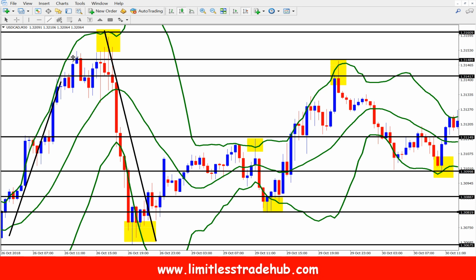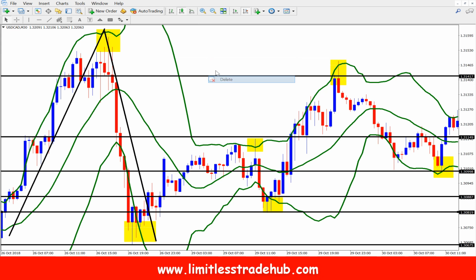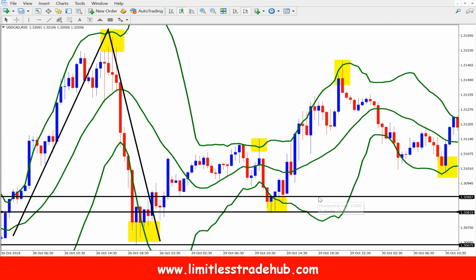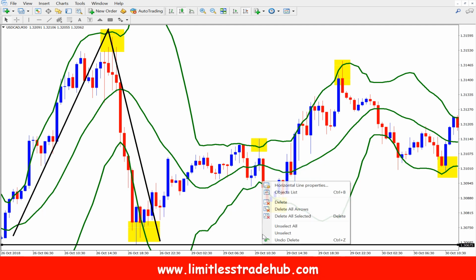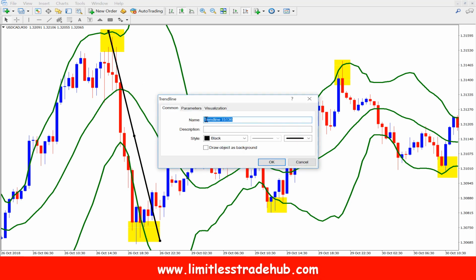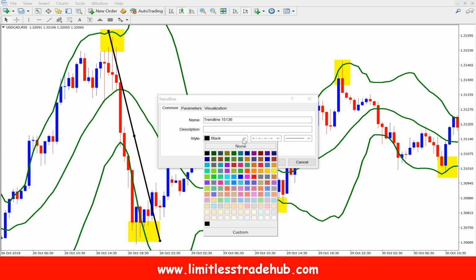First price went from here to here. Okay, it's looking messy, so I'm going to delete all the horizontal lines. Allow me to change the trend line property. I'm going to change it to black, okay, black is okay.